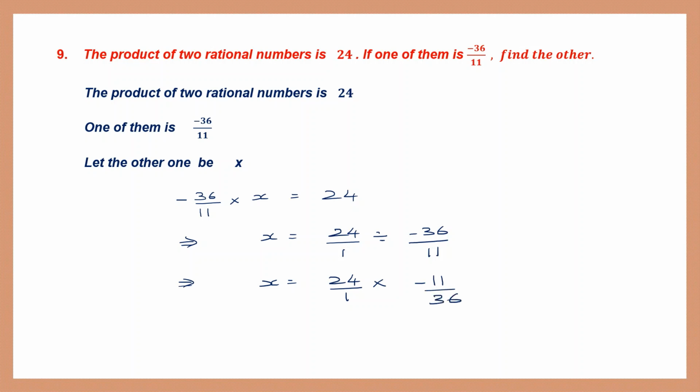So let's see what we can cancel here. I can cancel 24 and 36 by 12. 12 twos are 24, 12 threes are 36. Nothing more to cancel. So let's multiply the numerators and the denominators. So what do we get? 2 elevens are 22. There's a minus sign there, so that makes it minus 22. 1 three is 3. So we have found the value of x. x is equal to minus 22 by 3.